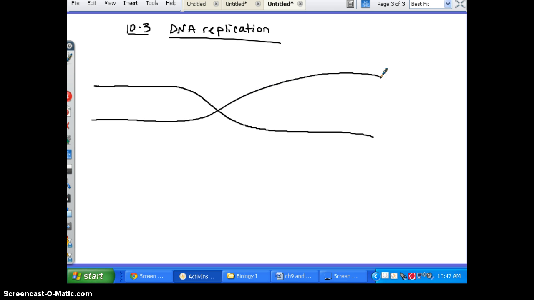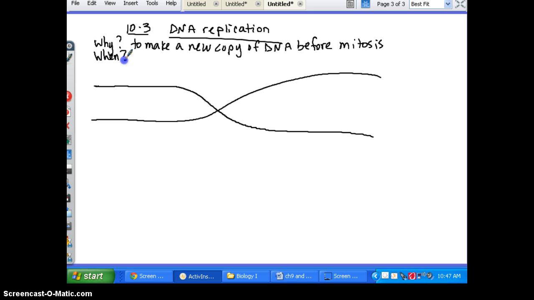And the question is, why does it happen? So first, why? To make a new copy of DNA before mitosis. The when: in S phase of interphase. Okay? So now the process. How does it happen? So here's the how.